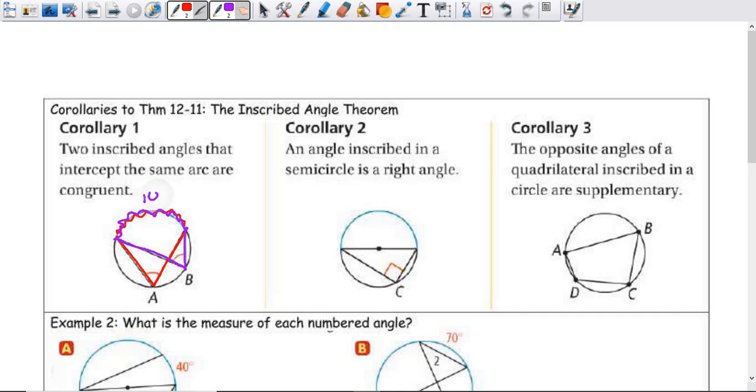So if this arc was 100, either way you would take half, and this one would be 50, this one would be 50, which makes them the same. So even if you don't remember this corollary, you can easily solve for it and find those are equal, but if you remember it, then it's easy to solve.